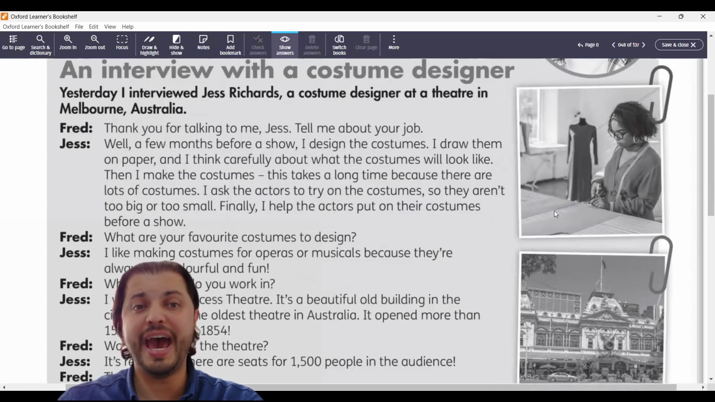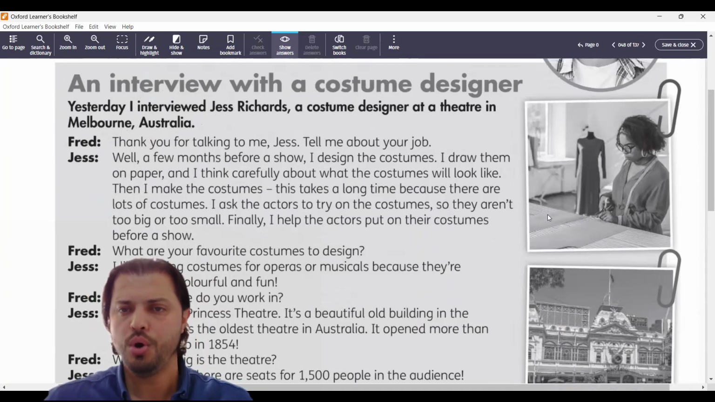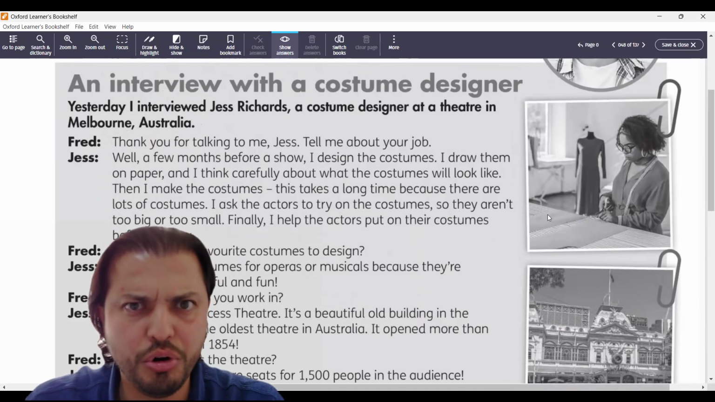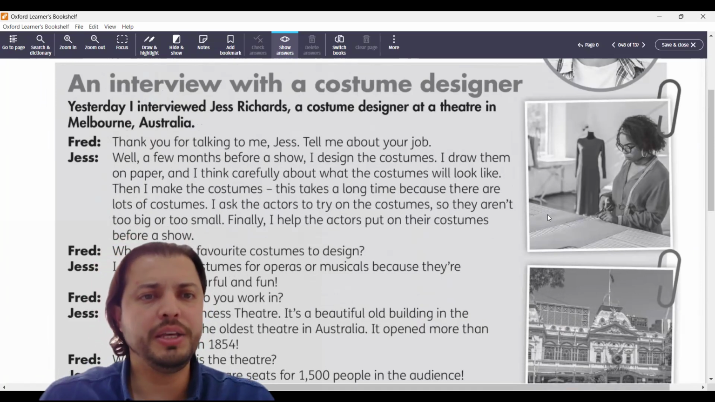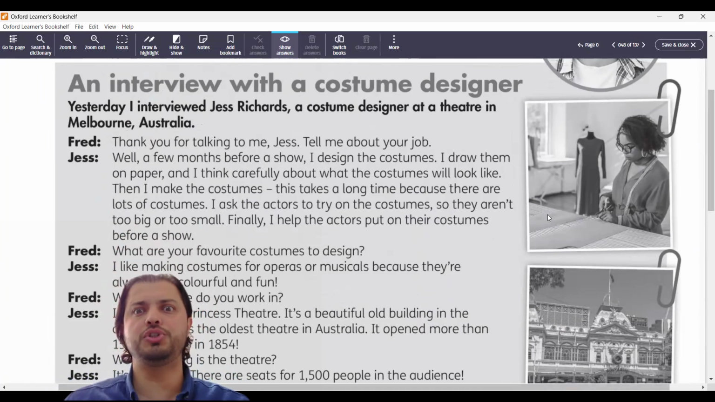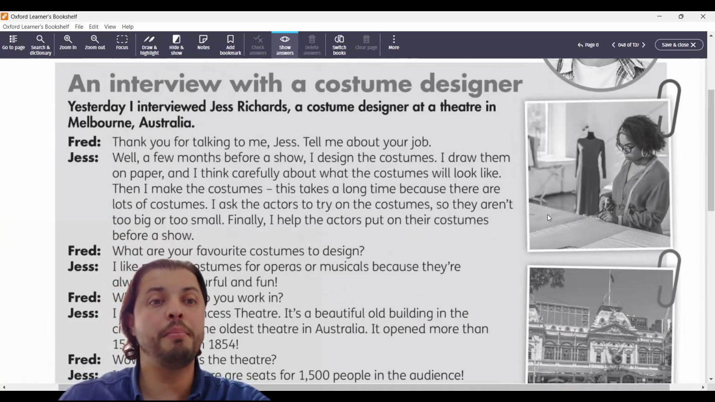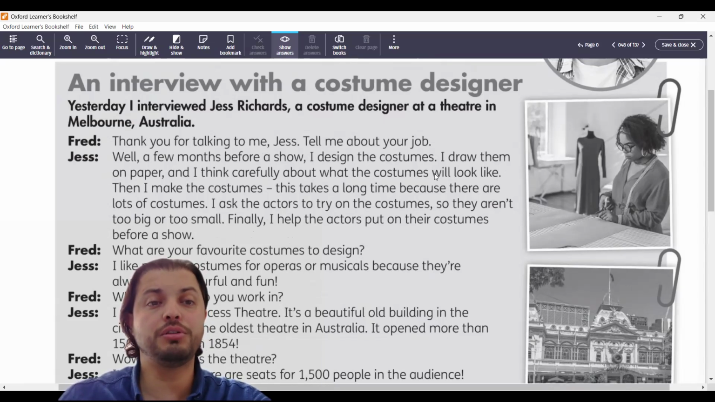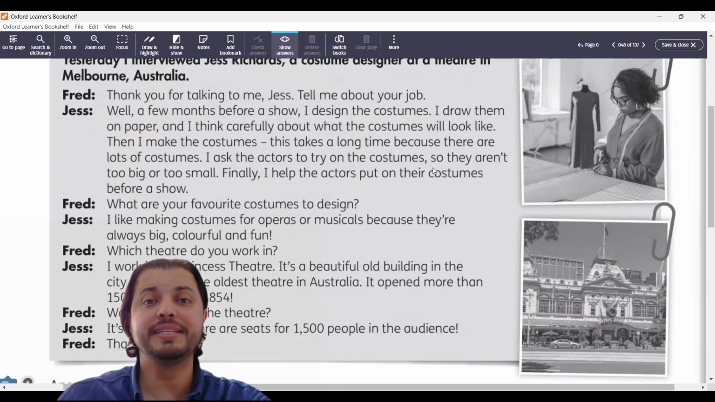So let's go, guys. See this story, the interview with a costume designer. Yesterday, I interviewed Jess Richards, a costume designer at a theater in Melbourne, Australia. Far away. Thank you very much. Thank you for talking to me, Jess. Tell me about your job.